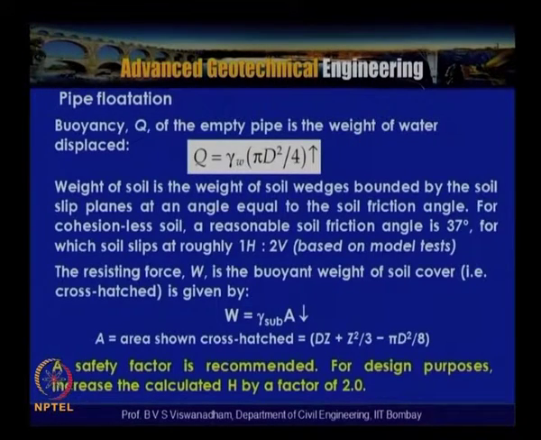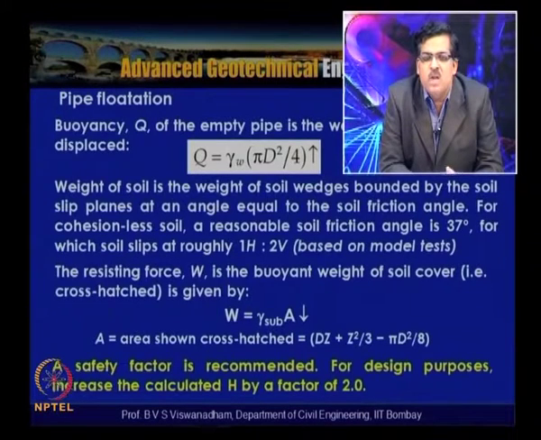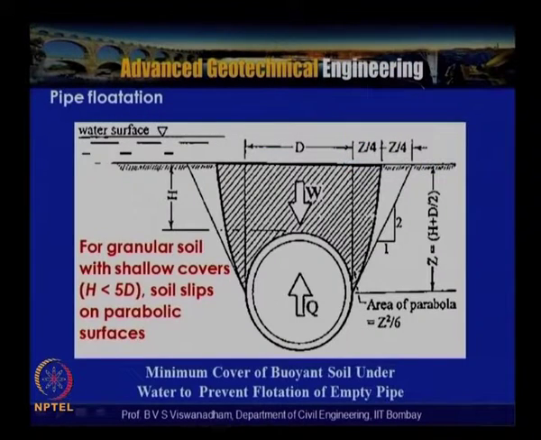The buoyancy Q on the empty pipe is the weight of the water displaced, so Q is equal to gamma w into pi d square by 4, where d is the diameter, and it acts upward. The weight of soil is the weight of the soil wedge bounded by the soil slip planes at an angle equal to the soil friction angle. For cohesionless soil, a reasonable soil friction angle is assumed as 37 degrees, for which soil slips at roughly 1 horizontal to 2 vertical. This is based on the model.